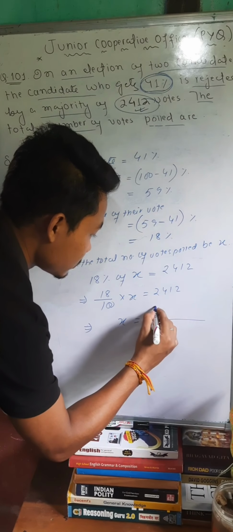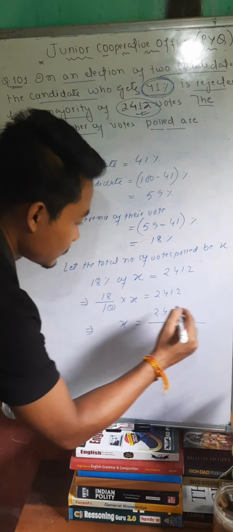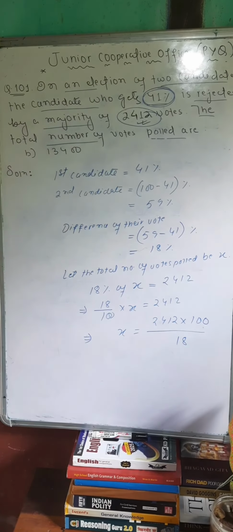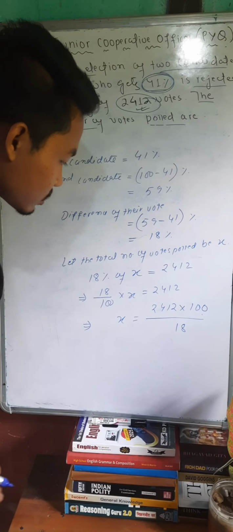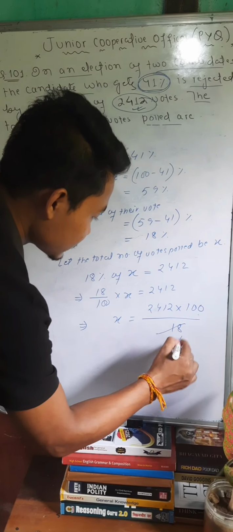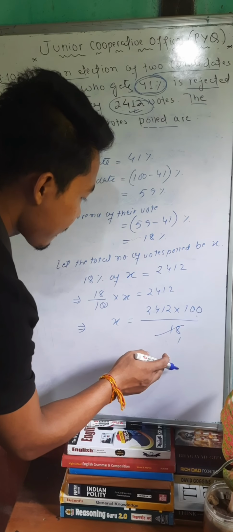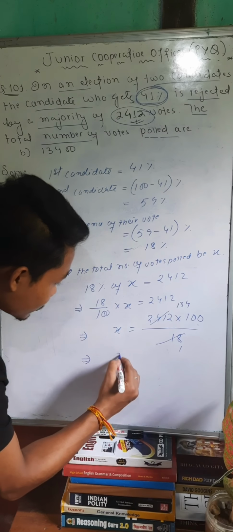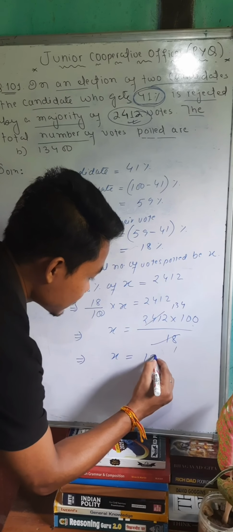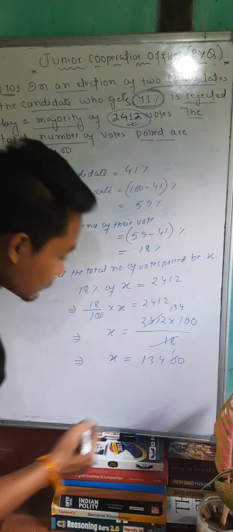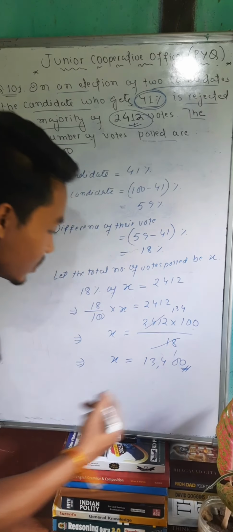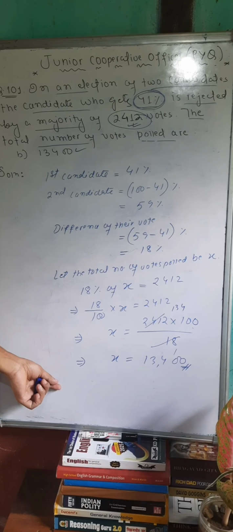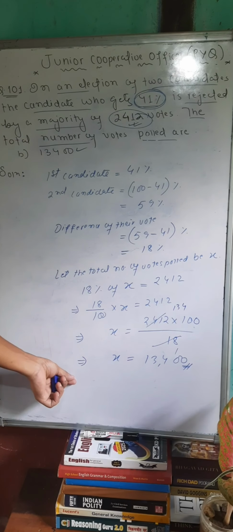X equals 2412 into 100 divided by 18. Now 18, how much is 2412? 18 ones are 18. 18, I think it will go 134 times. Now X equals 134 into 100, which gives us 13400. 13,400 is the total votes polled. So this is the final answer. So here is our answer: 13,400 is the total votes polled in an election.